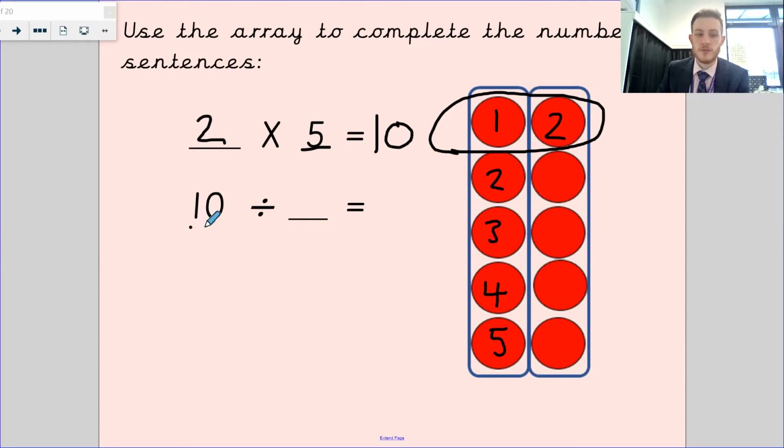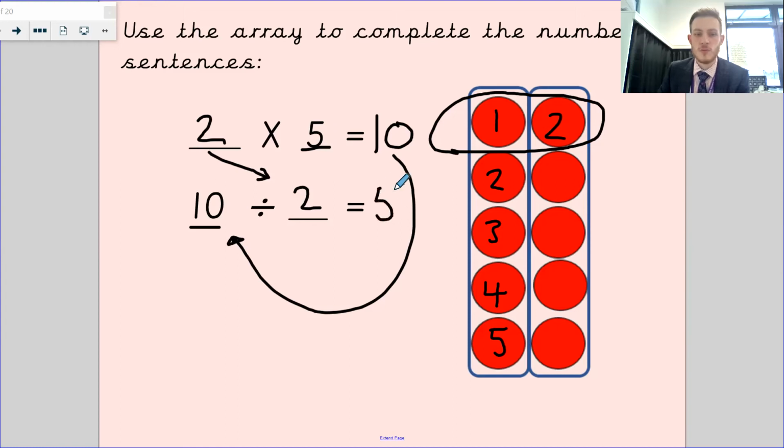Now I've got the answer of 10, which is all of the red counters. I need to then work out what the other 2 numbers are. Well, it's going to be these 2 numbers, isn't it? And it does not matter which way I do it. I could put 2 in here. So that's where the 2's gone. The 10's gone round here into there. 10 divided into 2 groups is 5 in each group.